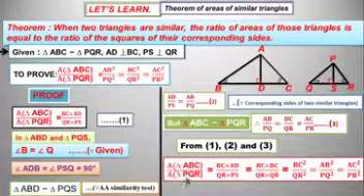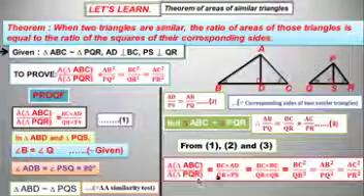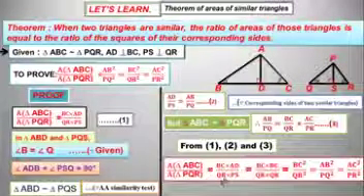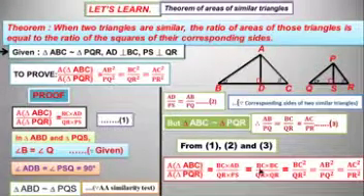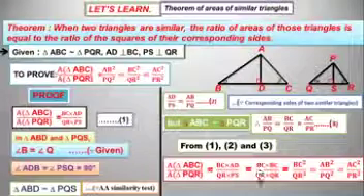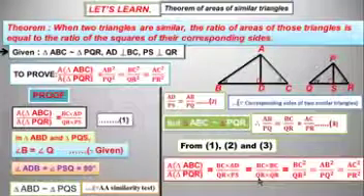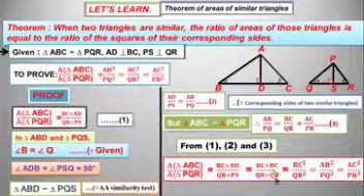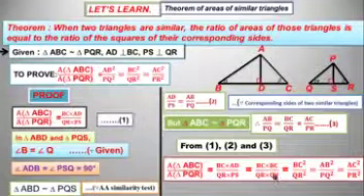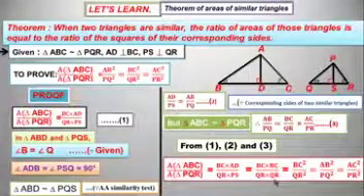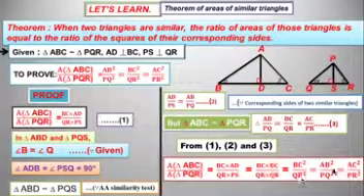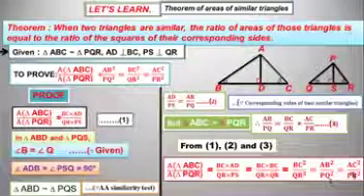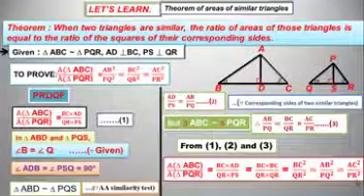Area of triangle ABC divided by area of triangle PQR is equal to BC multiplied by AD divided by QR multiplied by PS. Here BC divided by QR remains as it is, but AD divided by PS is equal to BC divided by QR, and therefore the ratio is BC square divided by QR square, equal to AB square divided by PQ square, equal to AC square divided by PR square.